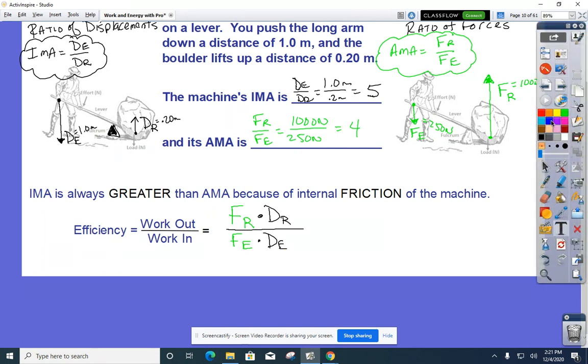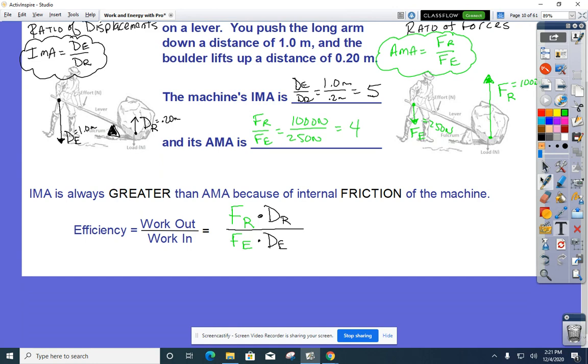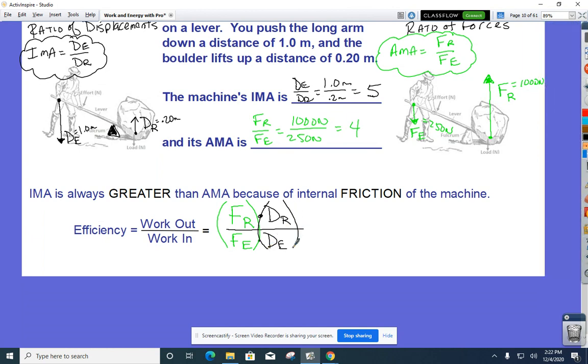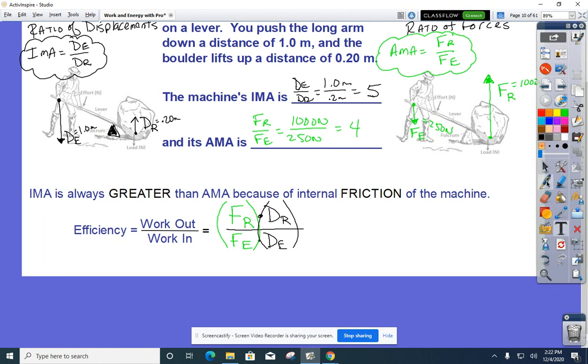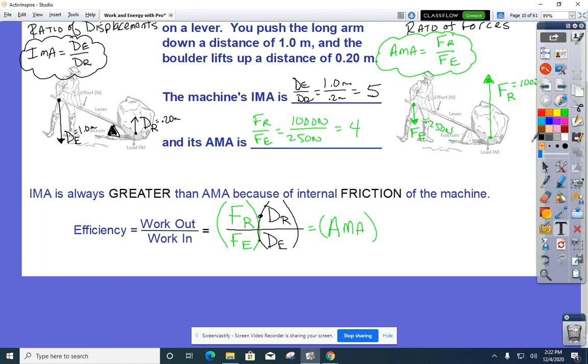Now I want to regroup these things. Instead of considering FR associated with DR, I'm going to group these things this way. So I'm just going to do a little bit of reorganization here and group these with different things. Thank you, associative property of multiplication and division. So you notice that FR over FE is actually what we define as the AMA. So I'm going to go ahead and write that as the AMA, that first portion. And I notice that DR over DE is not the IMA, but it is the reciprocal of that.